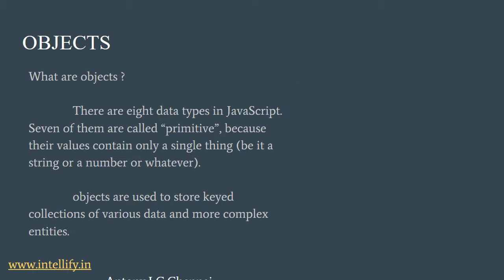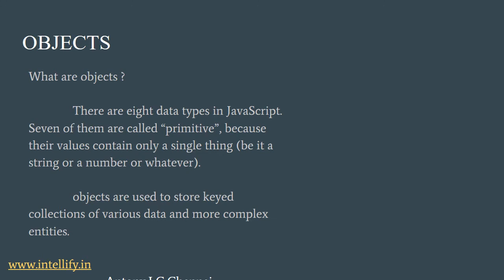So, objects. As we know from the chapter on data types, there are 8 data types in JavaScript. Some of them are called primitive because their values contain only a single thing. It can be a number, string, whatever it may be. In contrast, objects are used to store keyed collections of various data and more complex entities. In JavaScript, objects permeate almost every aspect of the language, so we must understand them first before going in depth anywhere else.